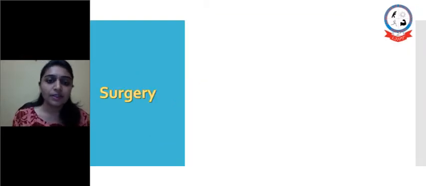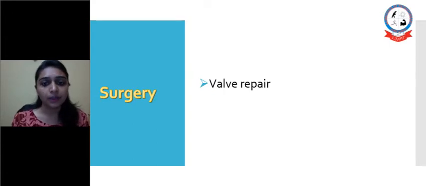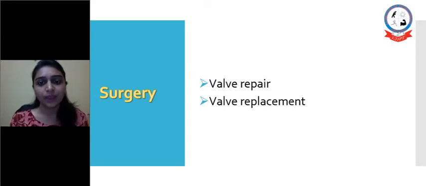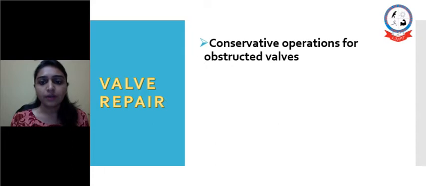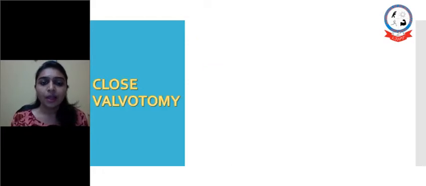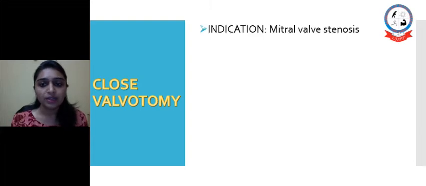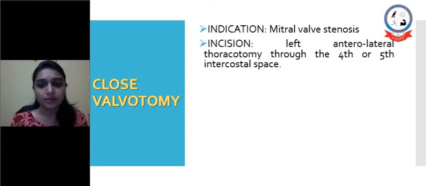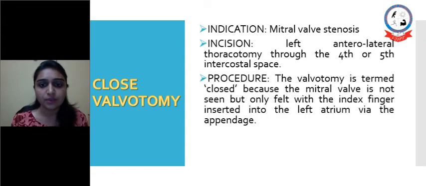Surgery for valvular disease can be either valve repair or valve replacement. In valve repair, first we will see the conservative operations for obstructive valve, that is, of stenosis. There can be either closed valvotomy or open valvotomy. Closed valvotomy, the indication is mitral valve stenosis. Incision taken is left anterolateral thoracotomy through the 4th or 5th intercostal space.